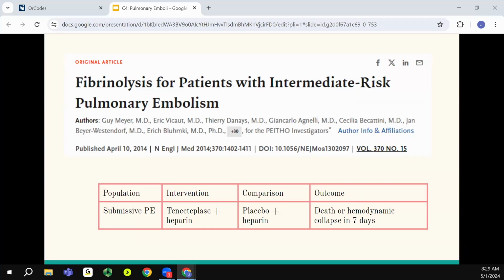So this is the second landmark study. This was published in the New England Journal of Medicine in 2014. This was a multi-center, double-blind randomized control trial that included 1,006 patients, and it compared tenecteplase with heparin to placebo with heparin in intermediate risk PEs, the submassive PEs. They didn't flesh out the high and low risk at the outset. The primary outcome was death or hemodynamic decompensation or collapse within 7 days after randomization, a good patient-centered goal. Safety outcomes included extracranial bleeding, ischemic stroke, and hemorrhagic stroke within 7 days after randomization.